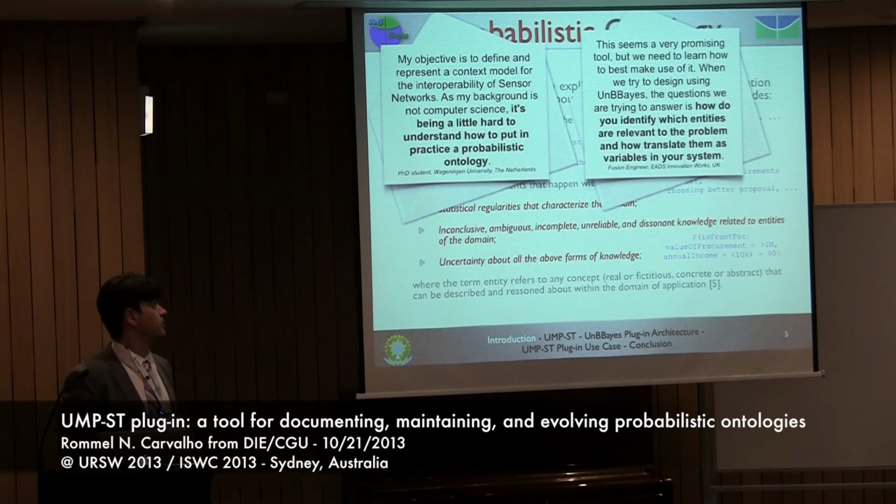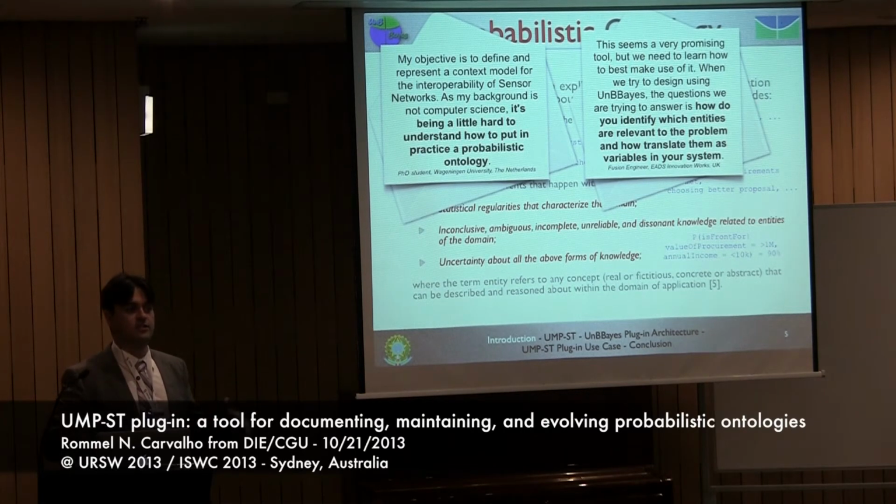So we had some other people saying, okay, this seems to be very promising. This seems to be really interesting work. And then he's talking about UnBBayes, which is an implementation of one of those languages that we talked about, PR-OWL, Probabilistic Ontology. So he asks, how do you identify which entities are relevant to the problem you're talking about and how to translate them to variables of your system? How do you model that in the language you actually have?